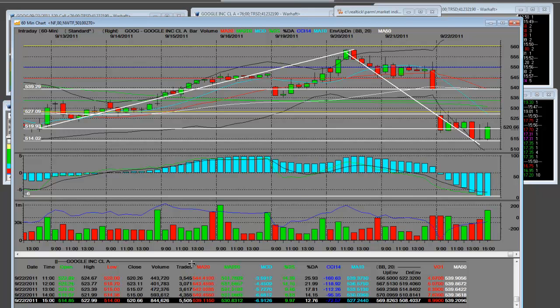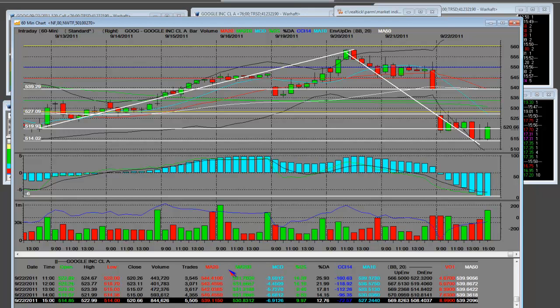But let's take a look at the number of trades. There were a lot of trades happening right at the close. The volume of 5,505 had increased. All right, and ultimately the declining 20-minute period moving average is at 539.1150. Okay, so that's what is going to be important on the upside volatility range.